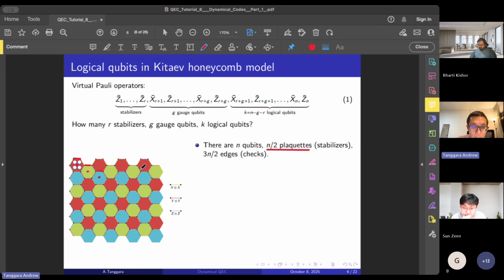And to count the edges, you can simply see that for each vertex you have this X or red edge, for this vertex you have that edge, this vertex you have that edge, and you can do that for every vertex. You have 3 edges connected to it, so you have 3n over 2 edges.